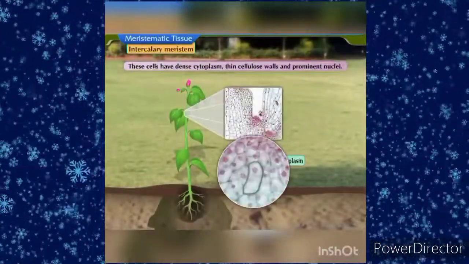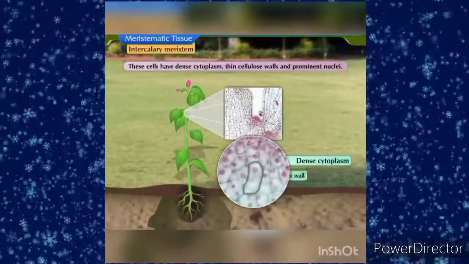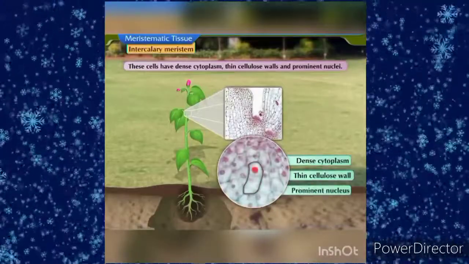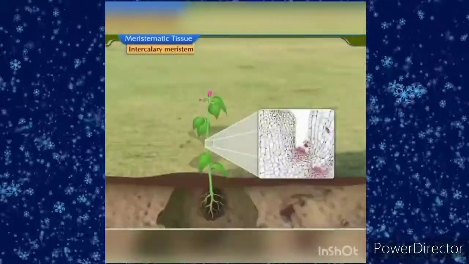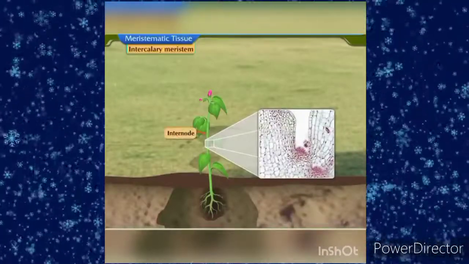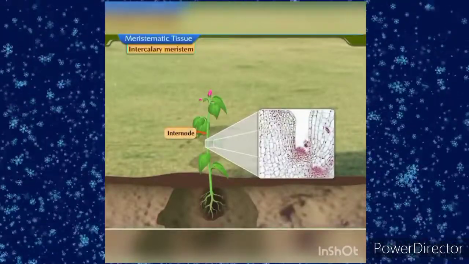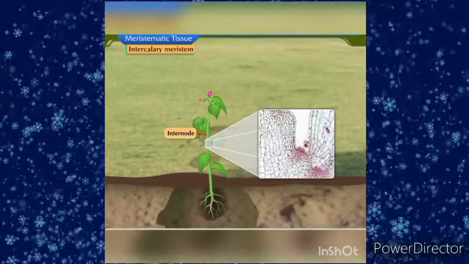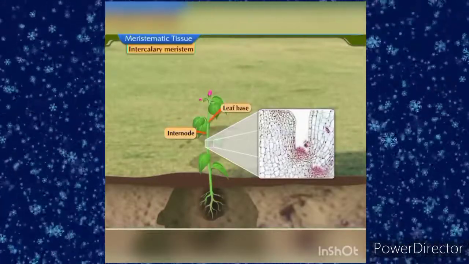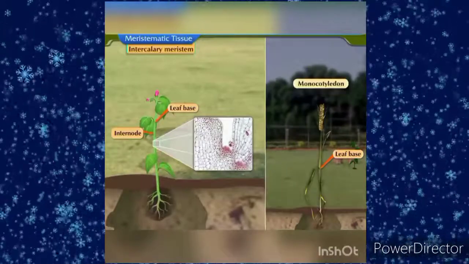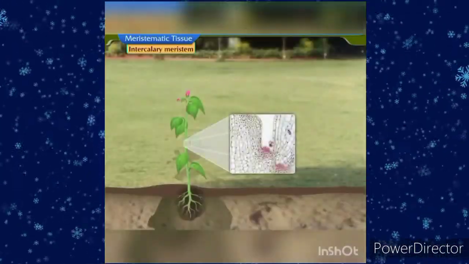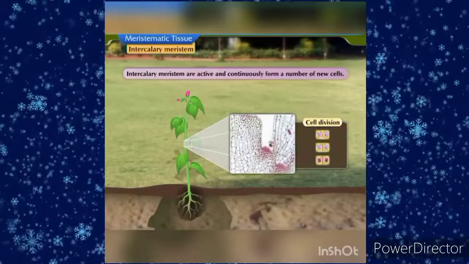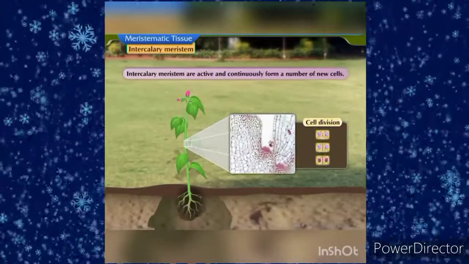Intercalary meristem. These cells have dense cytoplasm, thin cellulose walls and prominent nuclei. Intercalary meristem are located at internodes or stem regions between the places at which leaves attach, and at leaf bases, especially of certain monocotyledons, for example maize. They are active and continuously form a number of new cells.